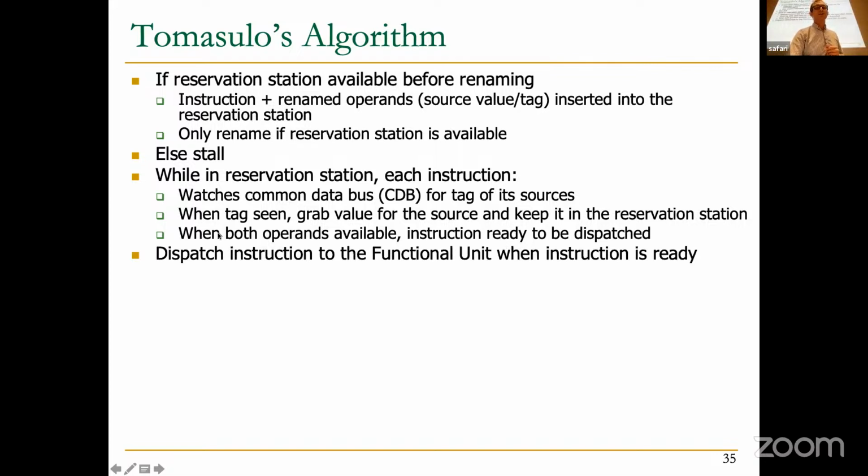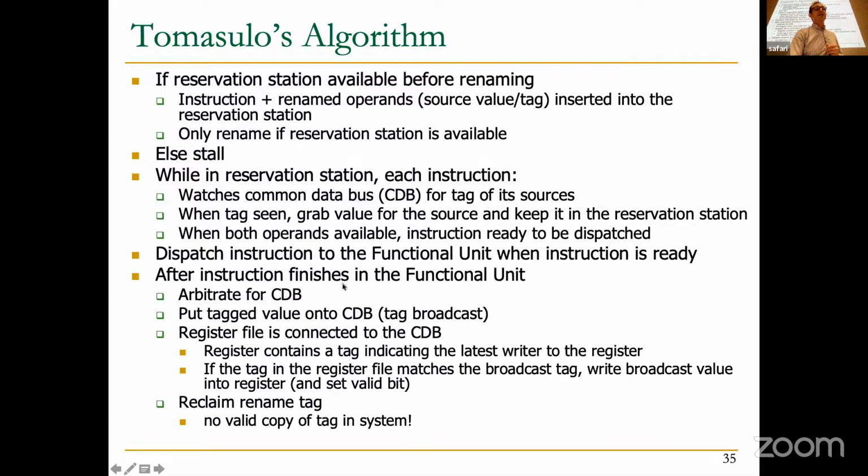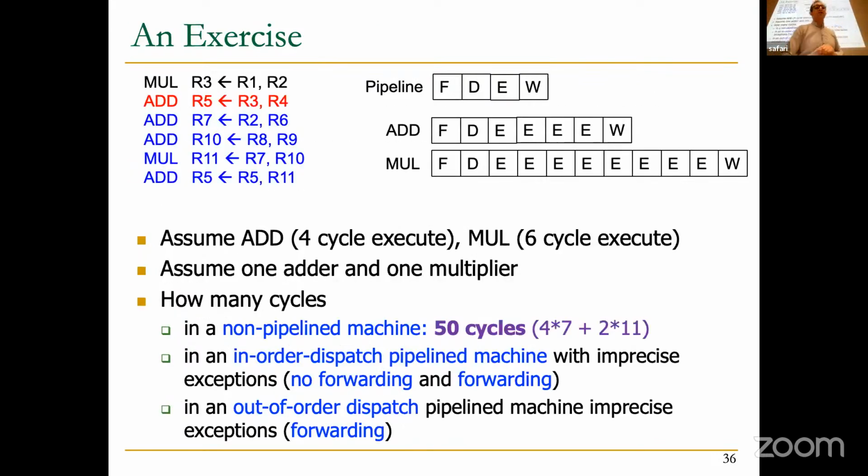I think I've kind of said this before. You dispatch the instruction to the function unit when the instruction is ready. And after the instruction finishes in the function unit, there needs to be some arbitration for this common data bus. We will see that. Or you need to have multiple common data buses, as I will show you. The instruction puts the tagged value onto the common data bus. This is called a tag broadcast. The register file is connected to the common data bus as well as the reservation stations. And each register contains a tag indicating the latest writer to the register, as we have seen. If the tag in the register file matches the broadcast tag, we write the broadcast value into the register and set the valid bit. And then eventually a rename tag needs to be removed so that some other instruction can get allocated to the reservation station. Okay, so this is a quick overview of the algorithm that we're going to look at.